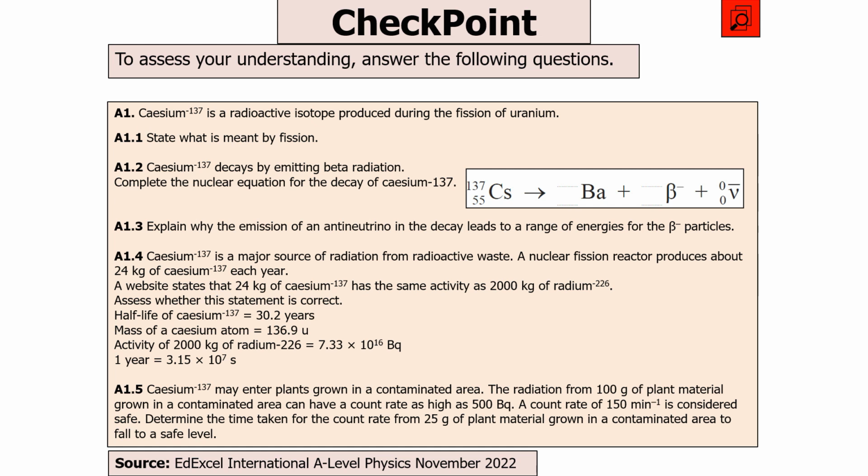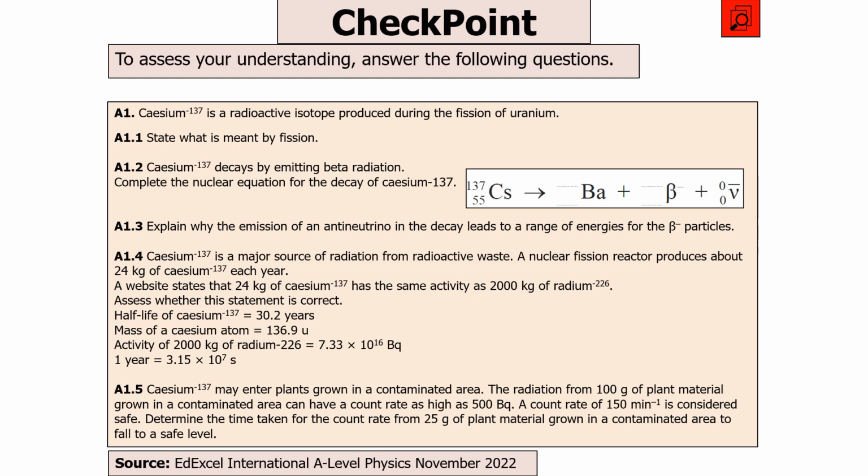The next question says, cesium is a radioactive isotope produced during the fission of uranium. State what is meant by fission. Then cesium decays by emitting beta radiation. Complete the nuclear decay equation for cesium. Explain why the emission of an antineutrino in the decay leads to a range of energies for the beta minus particle. Cesium is a major source of radiation from radioactive waste.